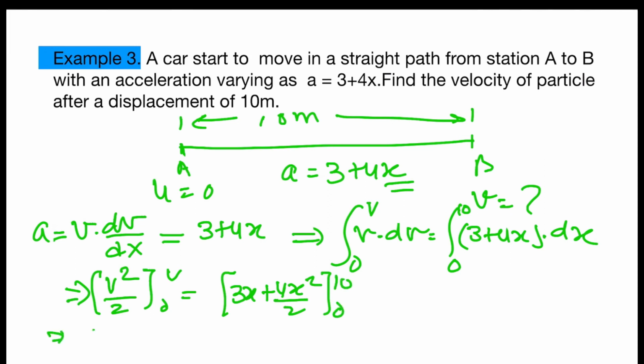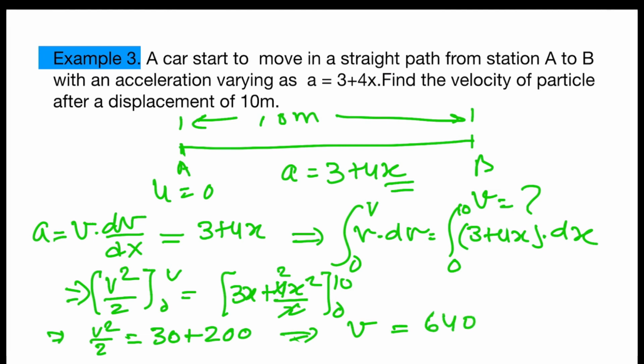So this will give you v square by 2 equal to 30 plus 2x square, and 10 into 10 is 100, into 2 is 200. So this will give you the velocity magnitude equal to the square root of 640 meter per second. And that is the velocity of the particle at a displacement of 10 meter from its starting point. And since this is a straight line motion, it will remain in the same direction.